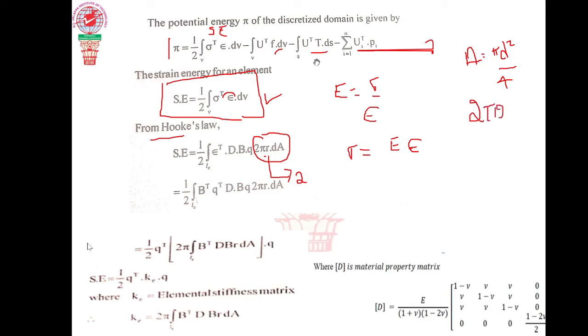2 pi r, not an area. It is a perimeter or circumference. Correct. So what they have done for volume is substitute dV. We know volume is area into length, correct? That is, dV means the element area dA into length. What is the length? That length is nothing but the elemental circumferential length, that is 2 pi r.